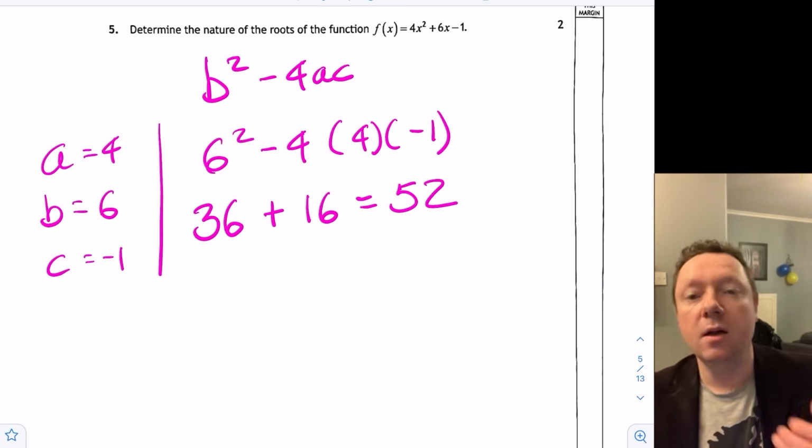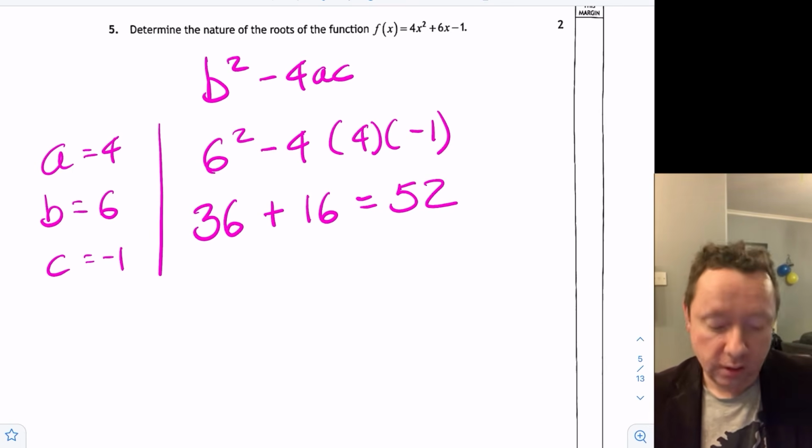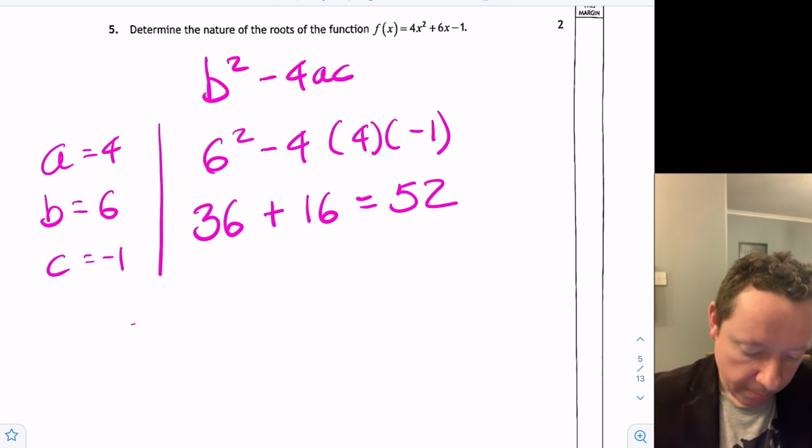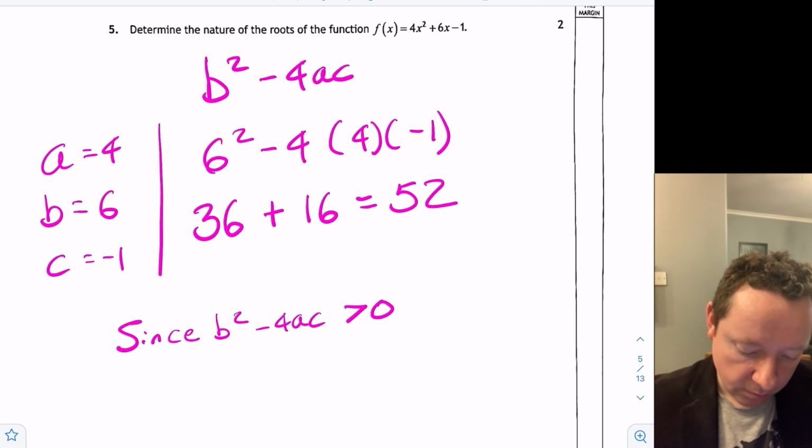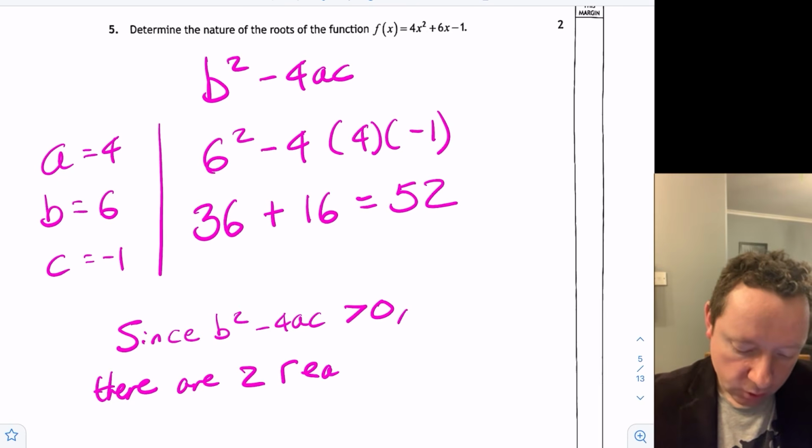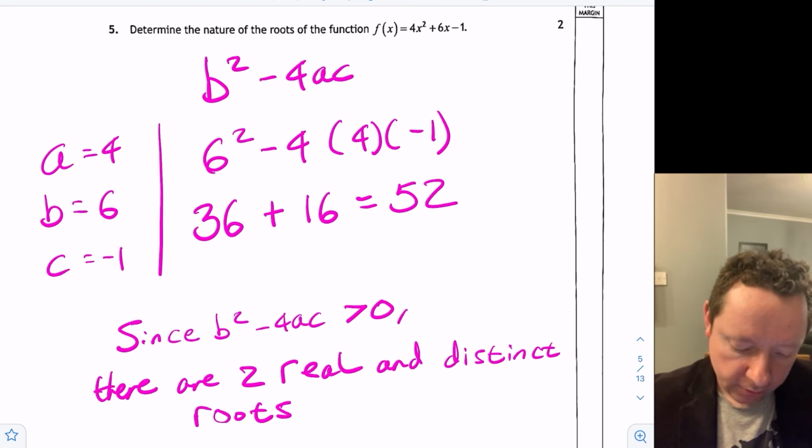Now the statements are if it's positive, negative, or 0. So since this is positive, since b squared minus 4ac is greater than 0, there are 2 real, you need to use the word real, and distinct roots, or 2 real and different roots.